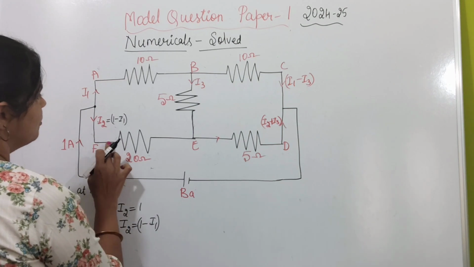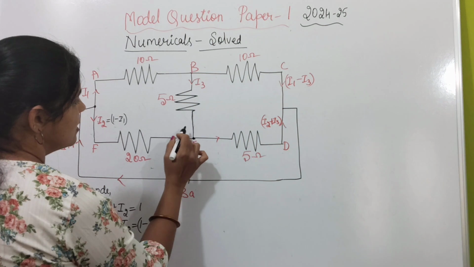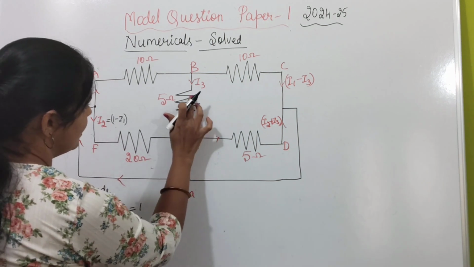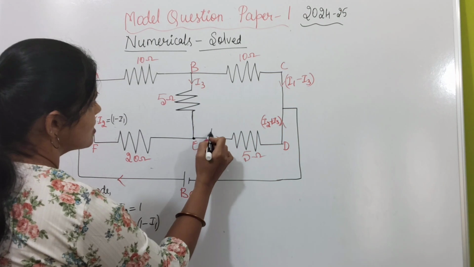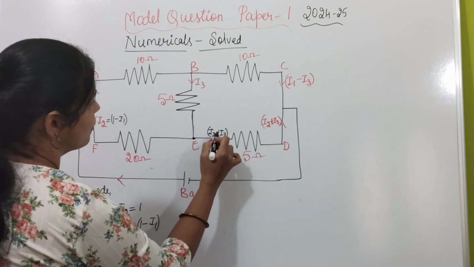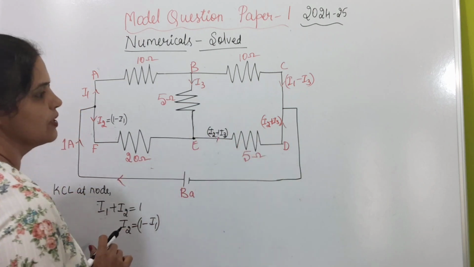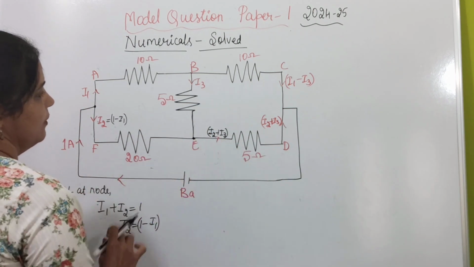Similarly here, I2 is flowing, and when it comes to this point, I2 is entering, I3 is also entering. So what is the total current that flows through this? It is I2 plus I3. I2 plus I3 is flowing through this branch. Is this clear, student? Now, let us apply KVL.